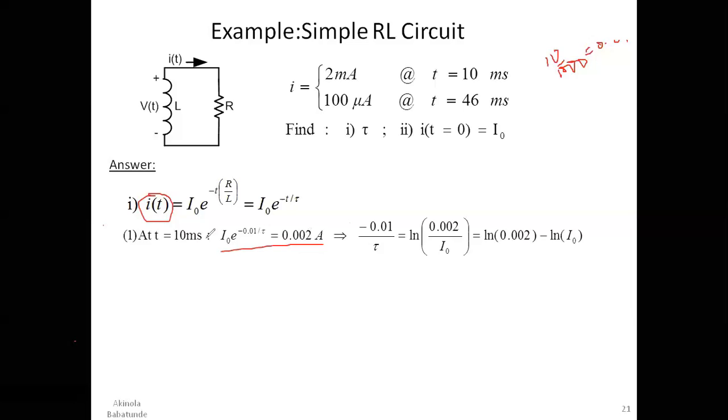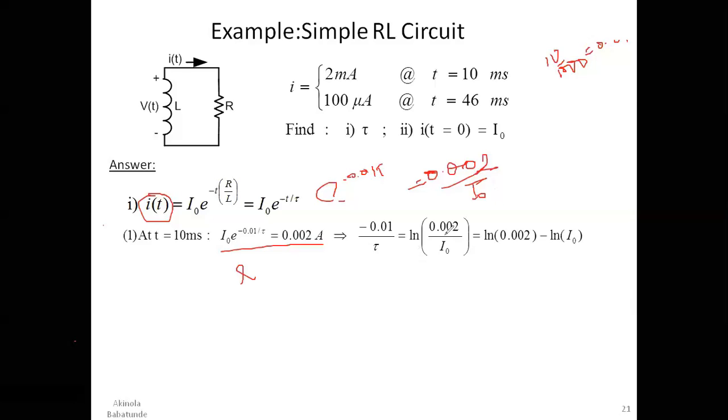Okay, and before you do that, you could divide both sides by I naught. If you divide both sides by I naught, you have exponential of minus 0.01 over tau. This will give us 0.0002 all divided by I naught. So that's what you're going to have.